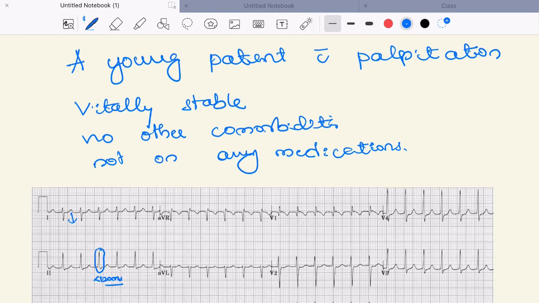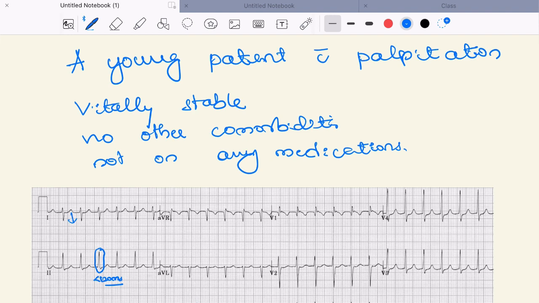Hello friends, today we are going to discuss an important condition. We'll start with the case. A young patient with palpitation comes to the ER. He is vitally stable, there are no comorbidities, and he is not on any medication.